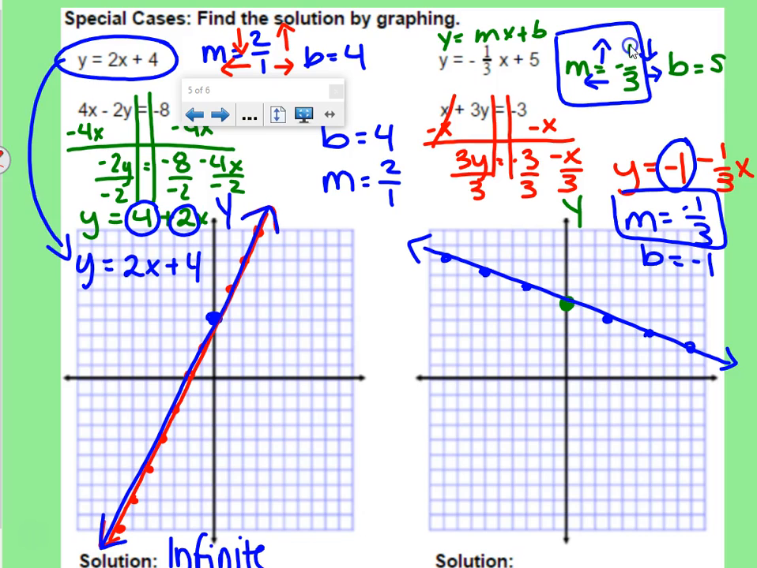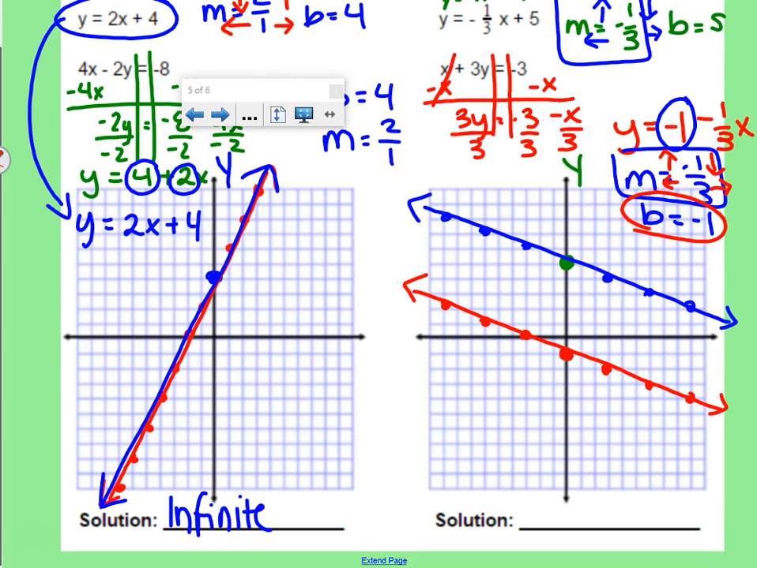When we graph this second line, b at negative 1, right there, m is negative 1/3, which means we can go down 1, right 3, or up 1, left 3. If we follow that pattern, we are going to be graphing parallel lines, which never touch, which means for this one, we have no solution. So those two are the examples for those two special cases.